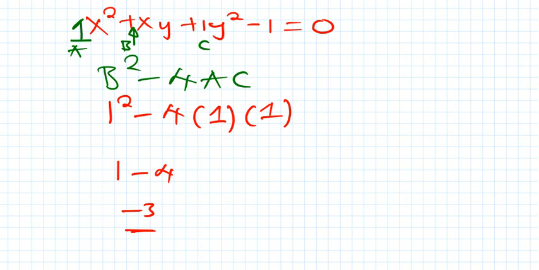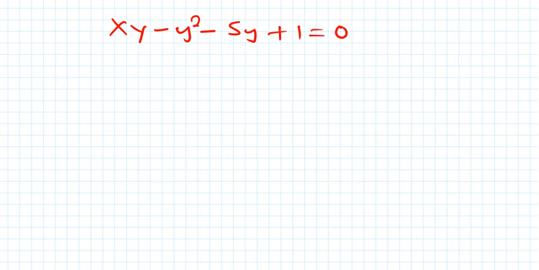So is minus 3 greater or less than 0? So this is less than 0. Not greater, less than 0. So since negative 3 is less than 0, that implies that this is what? This is an ellipse. Okay.